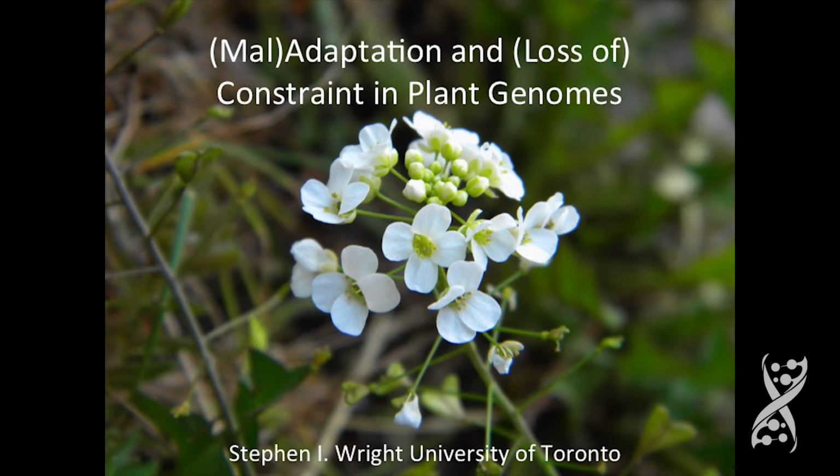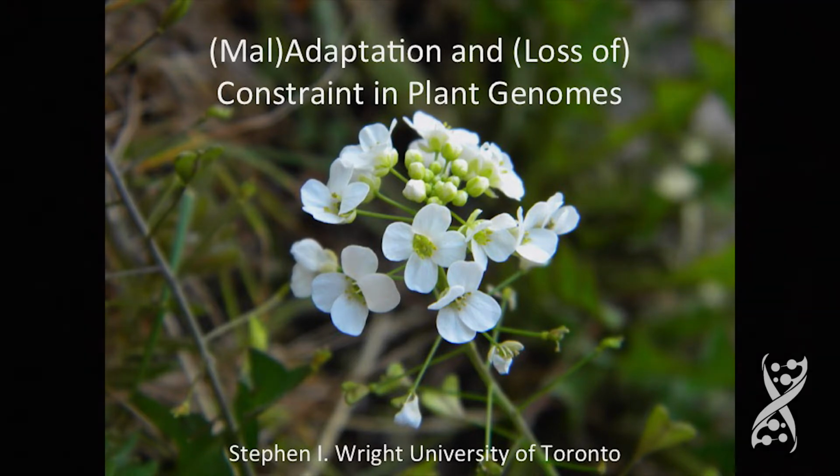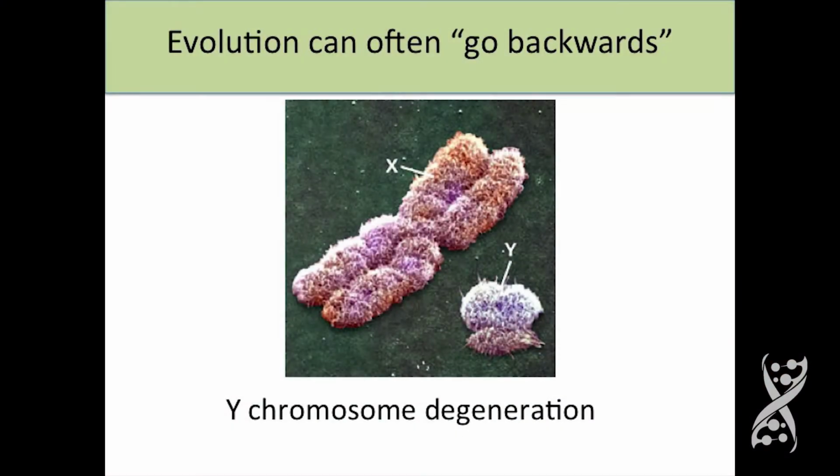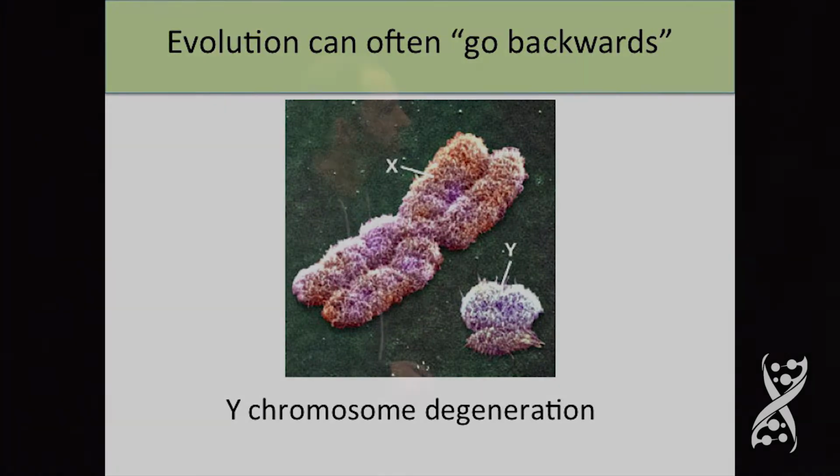So in fact, a lot of our work and a lot of our interest is sort of the opposite, which is maladaptation and loss of constraint. So to what extent do we have, borrowing a phrase from Bill Rice, cases where evolution goes backwards? So I put up one of the classic well-known examples where evolution goes backwards. And again, Bill Rice used this phrase to describe Y chromosome degeneration.